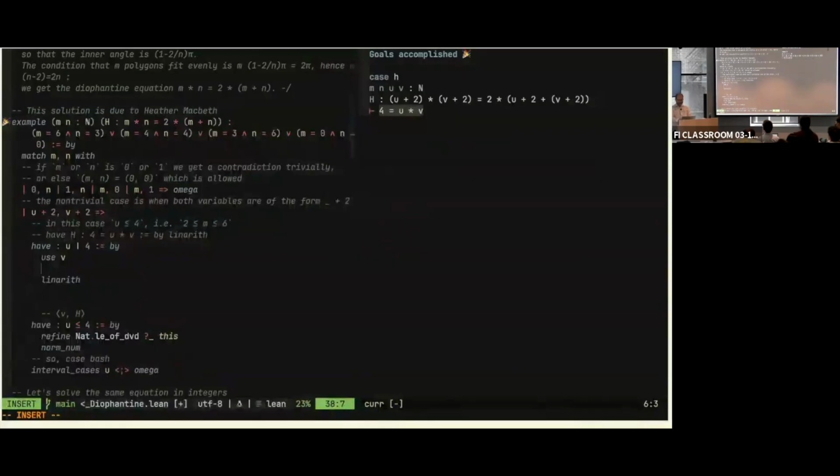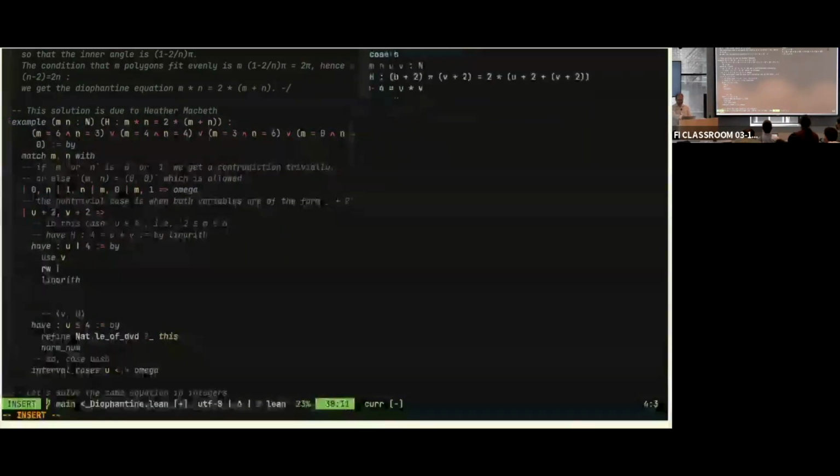So now I take this expression in h, and I say, okay, I want to make the u plus v plus the uv on the one side and the u plus 2. So I need to say that it's a multiplication times an addition, distributivity, and addition times multiplication. So I would use mul_add.